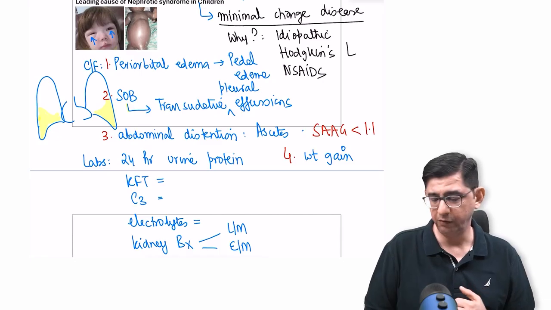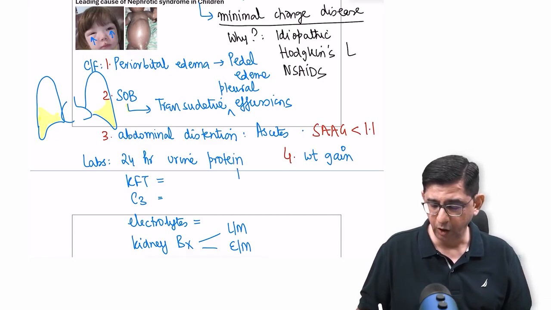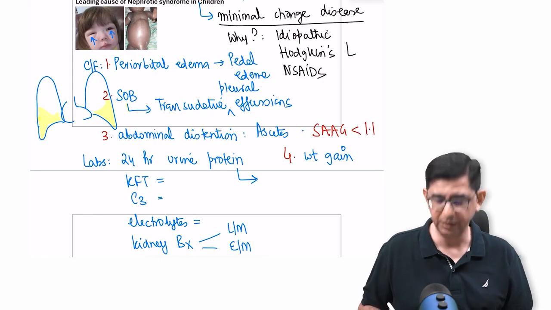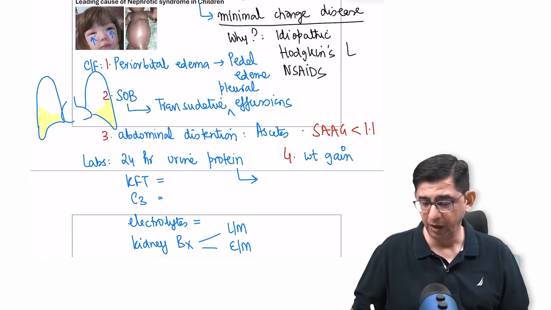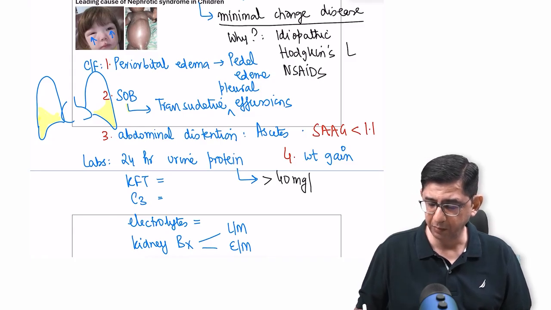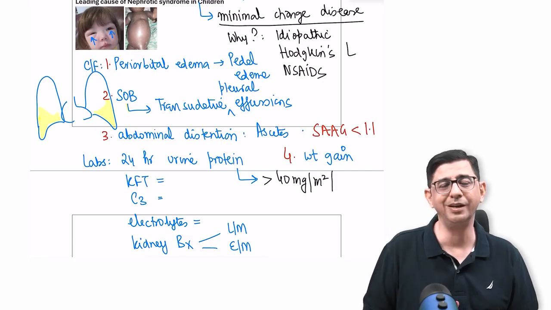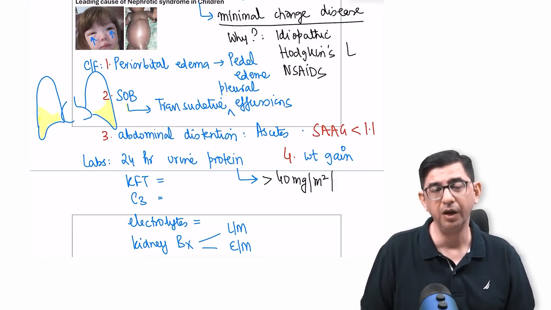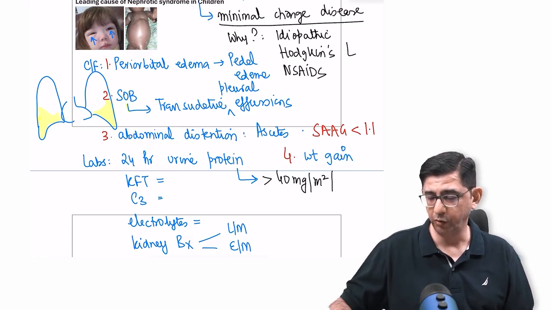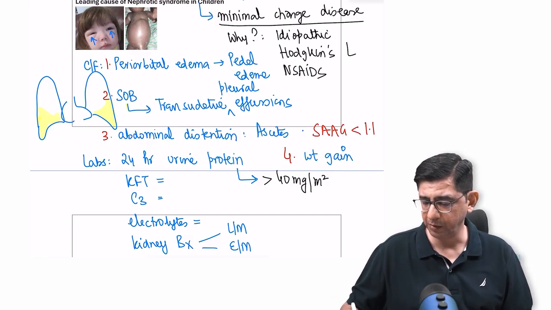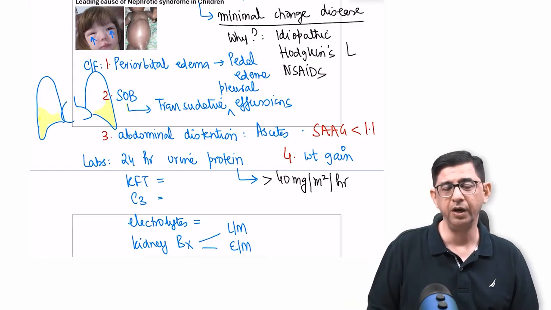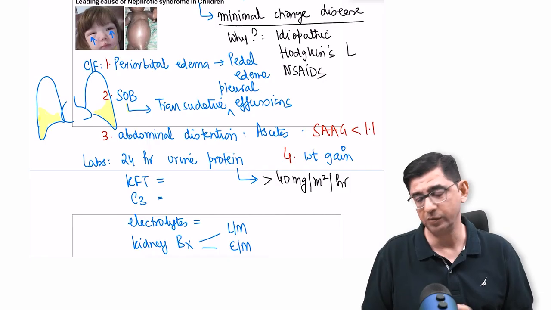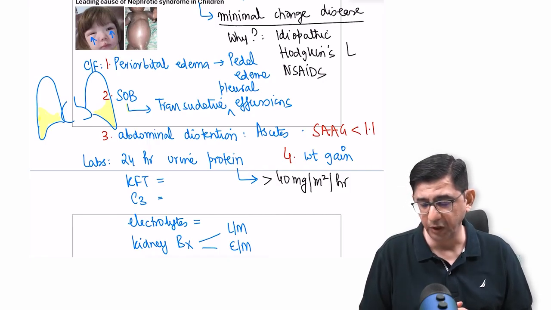I'll get a 24-hour urine protein done, and how much should be the proteinuria that I can say that this is nephrotic range proteinuria? Here don't answer more than 3.5 grams per day, because in children we don't take into consideration the 3.5 grams cutoff. What we take here is the cutoff of more than 40 milligrams per meter square per hour. So remember, for the pediatric cutoff, it's more than 40 milligrams per meter square per hour of protein present in the urine.